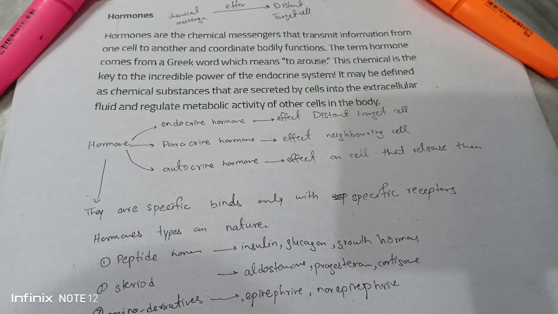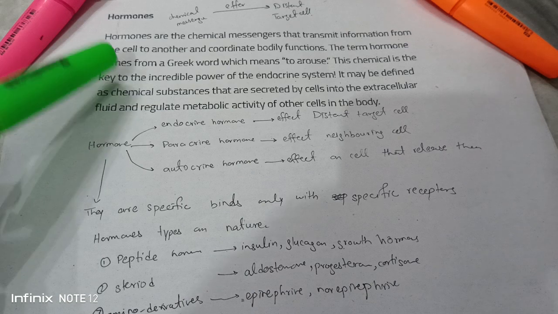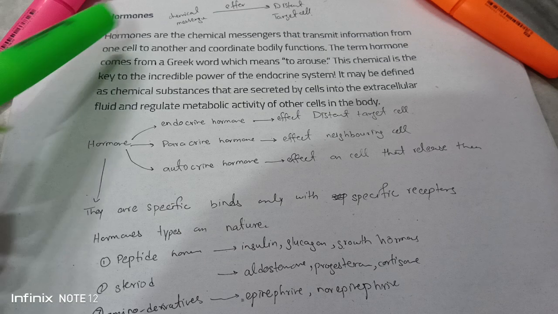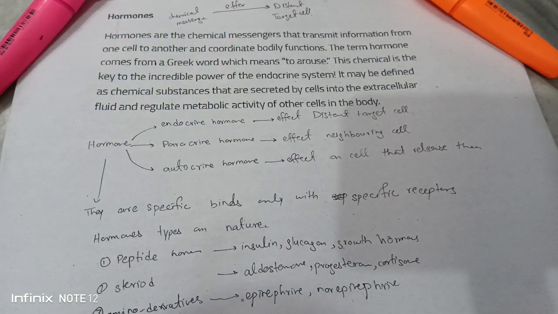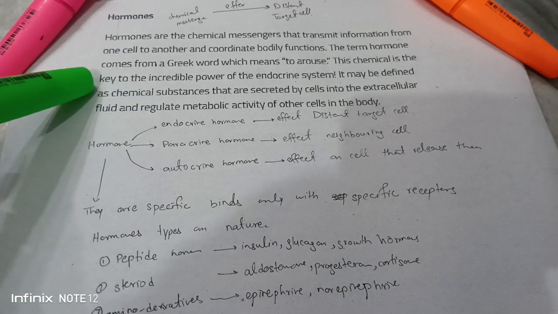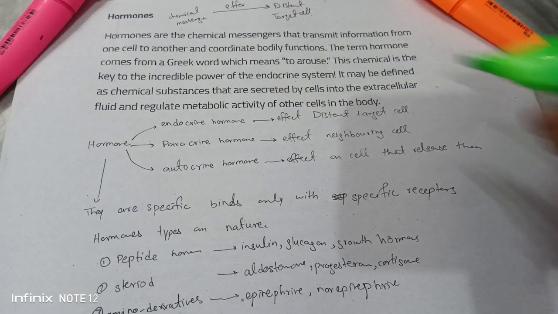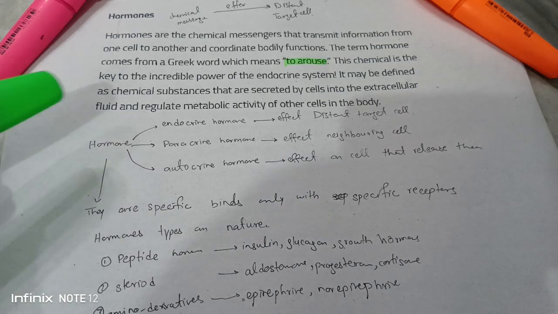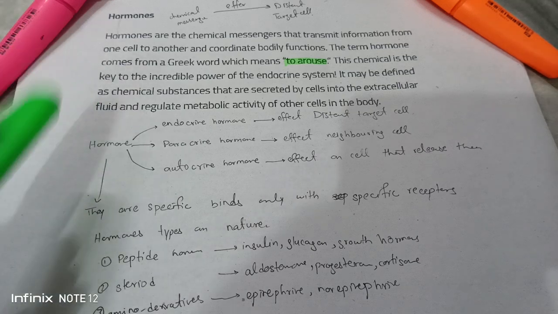As we discussed, all the endocrine glands release hormones. The hormones are actually chemical messengers that transfer information from one cell to another, and they help in the coordination of your body functions. So these chemical messengers affect distant targeted cells. The term hormone comes from a Greek word which means to arouse, or to stimulate something. So the chemical is the key to the incredible power of the endocrine system, because the endocrine system is nothing without hormones.